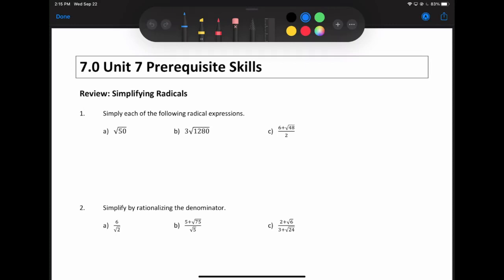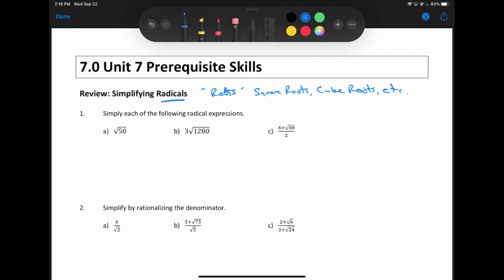Specifically, what I want to take a look at is simplifying radicals. And just a reminder that radical is just another name for roots, specifically square roots or cubed roots, etc. Whatever root we're dealing with. We're going to focus mostly on just the square roots for now because first of all, they come up the most frequently, and second of all, they're the skill that we're actually going to be using in this unit.